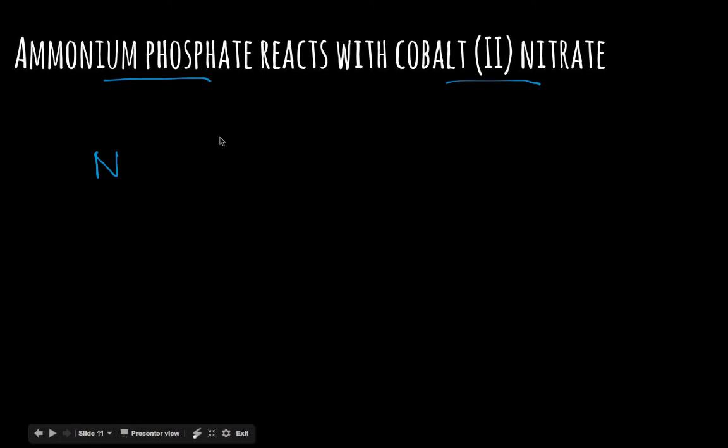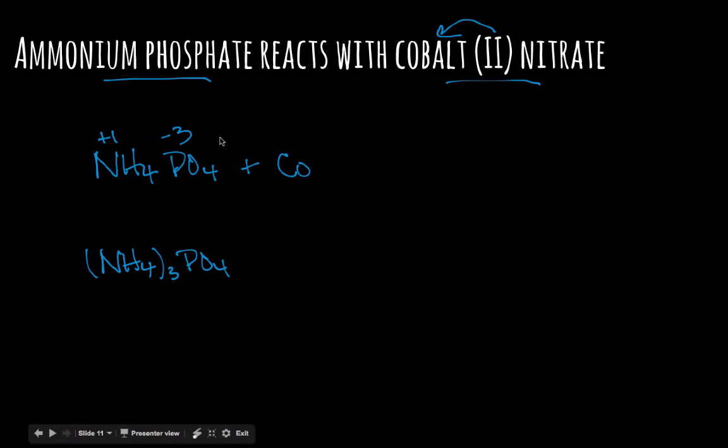So ammonium is a polyatomic, NH4, that's a plus 1. Phosphate, PO4, is a minus 3. So this is going to be (NH4)3PO4 when we crisscross charges. It reacts with cobalt-2 nitrate. So again, the Roman numeral tells me the charge of cobalt. So cobalt's a plus 2. Nitrate, NO3, has a charge of minus 1. So that means I have Co(NO3)2. And then since this is double replacement, we're going to leave whatever's first in the products.